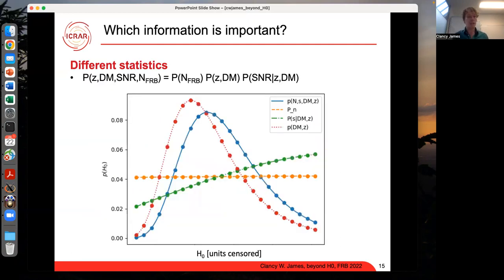Now, there's also different statistics here, right? You have a joint distribution of parameters, which can be broken down into the probability distribution of the number of FRBs you observe, the ZDM distribution, and the signal-to-noise ratio distribution. And you see here that the number that you observe has almost no information on the Hubble constant, a little bit of information from the signal-to-noise ratio, and most information from the P(DM, z) distribution.